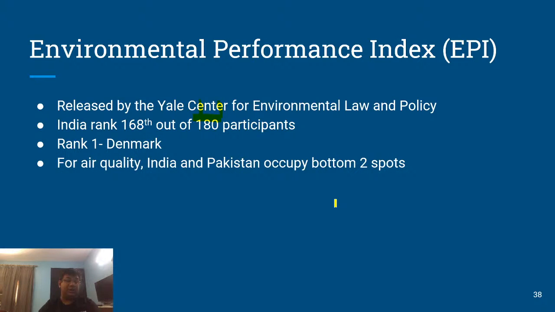In terms of air quality, though, India and Pakistan occupy the bottom two spots. So Pakistan is 180th, and we are 179th. Okay. So the northern part of the Indian subcontinent basically is under pretty bad condition. So something needs to be done for that. I think this was one of the reasons why the BS6 vehicle standard was made compulsory instead of going for BS4. The Indian government decided to straight away go for the best level.